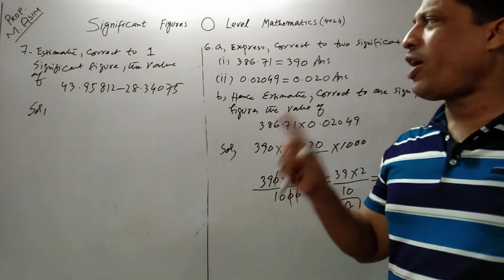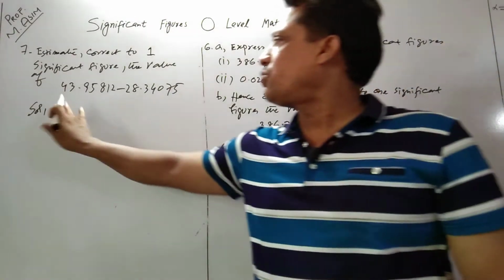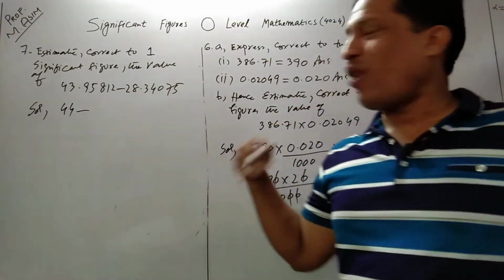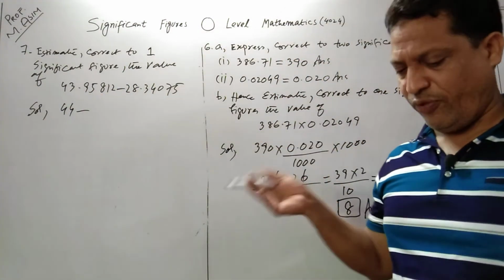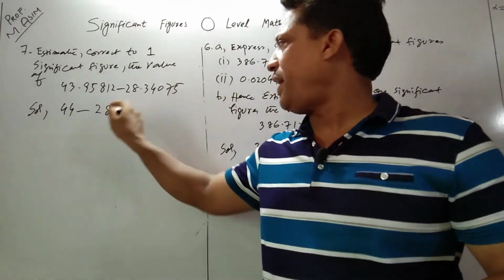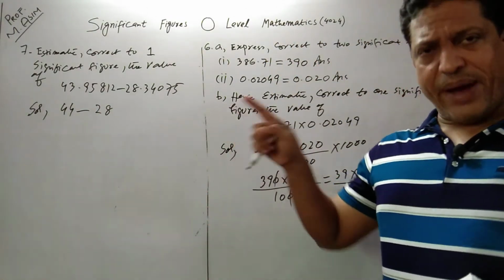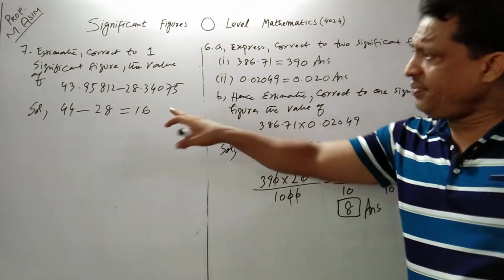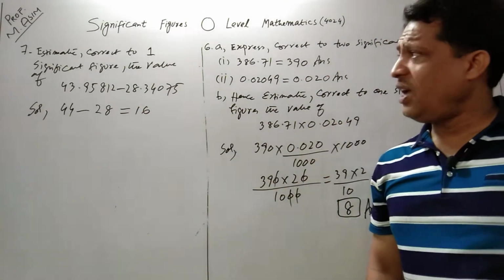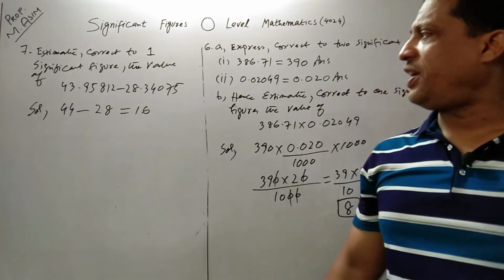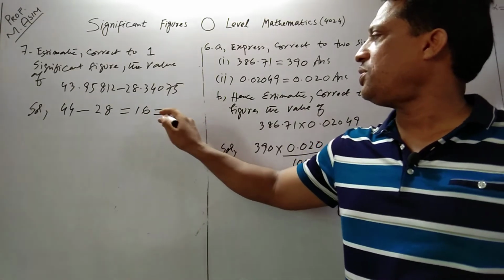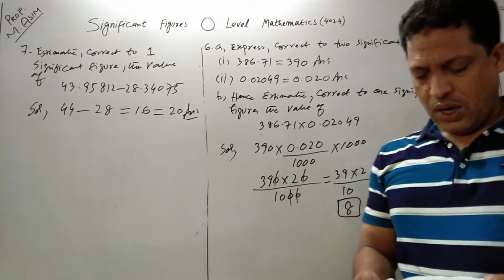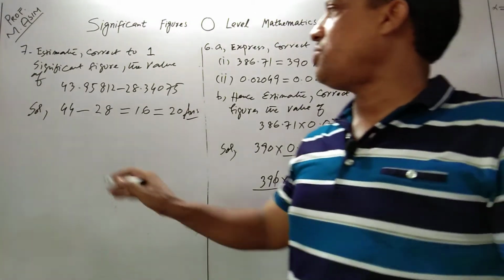So 43.95812 is closest to 44, minus 28.34075 closest to 28. 44 minus 28 is what? 16. But this is not our final answer. We have to give the answer in one significant figure. Therefore 16 is closest to 20. This is our final answer. Hope you understand. See question number 8.